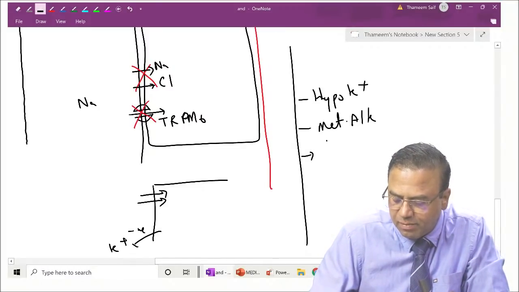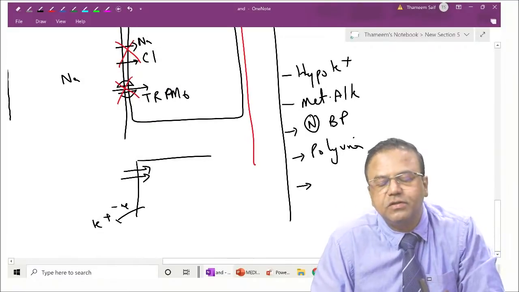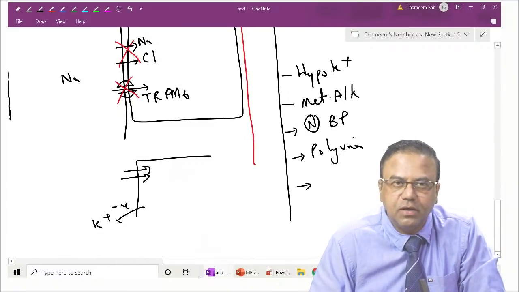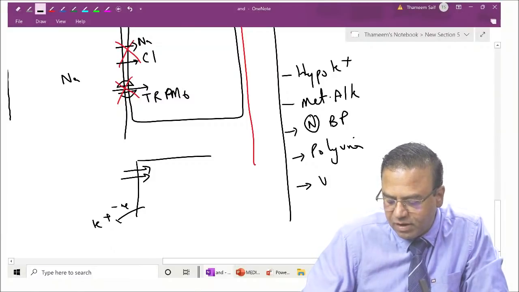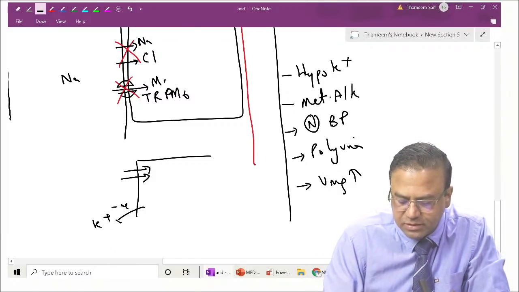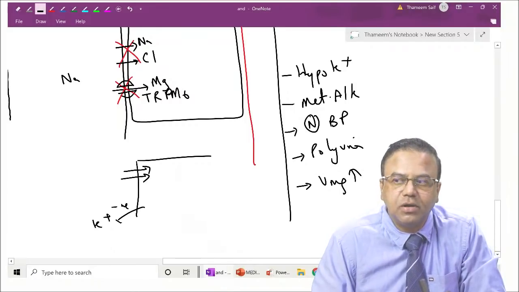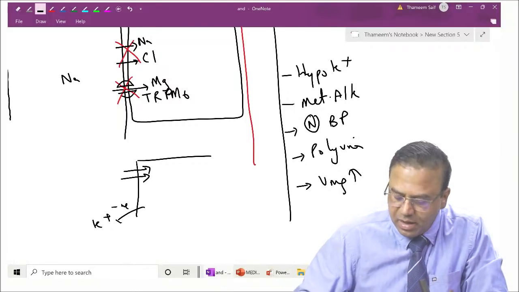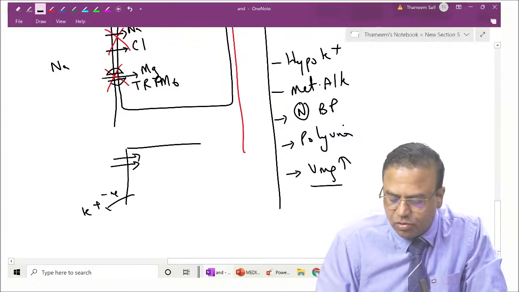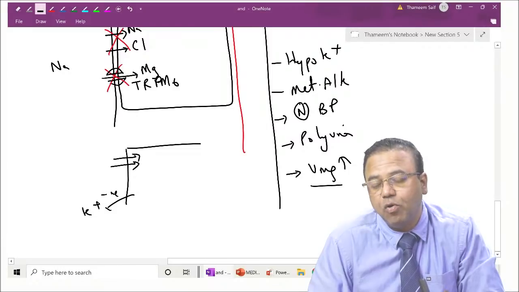You do see hypokalemia here. The blood pressure is maintained in the normal range. These patients come with polyuria. One big difference between Gitelman's and Bartter's is that these patients are going to have a very high loss of magnesium, because the TRPM6 channel is connected with magnesium reabsorption. Since magnesium reabsorption is not occurring, you do see loss of magnesium, and this loss of magnesium is going to be associated with hypocalcemia in the long term.